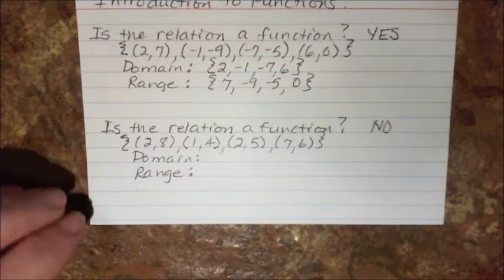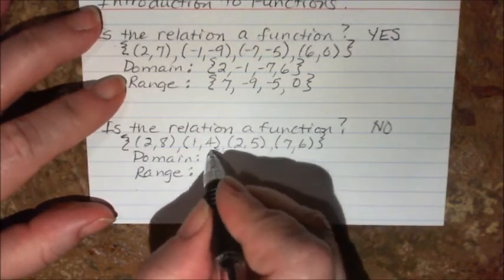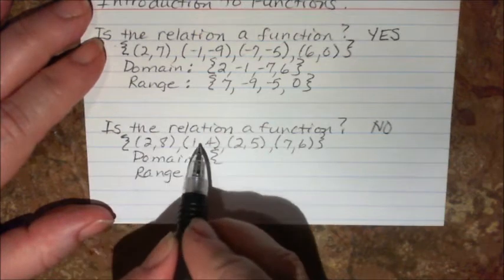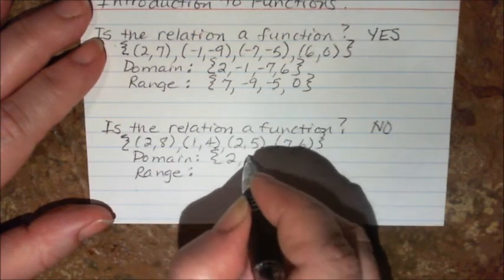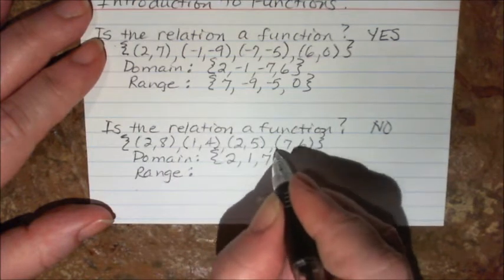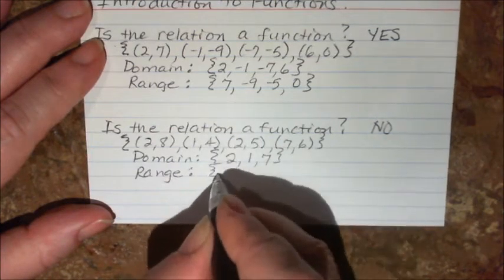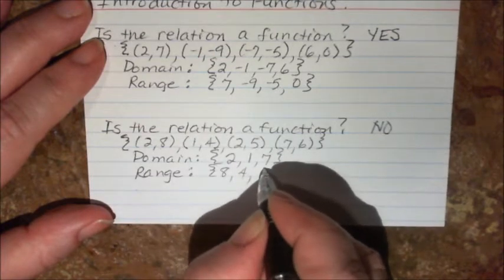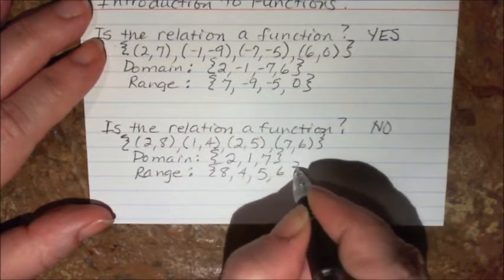Can we still name the domain and range? Yes, we can. The domain is made up of the x values 2, 1. We won't repeat the 2, we already used it, and 7. And the range is made up of the y values 8, 4, 5, and 6.